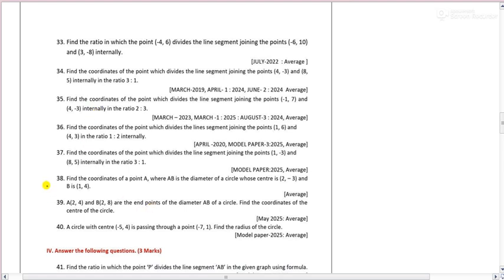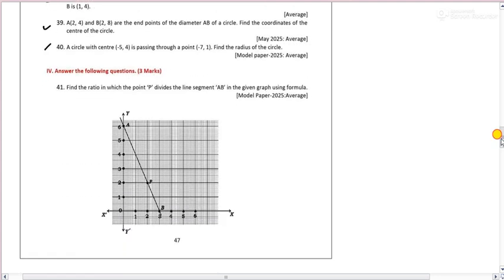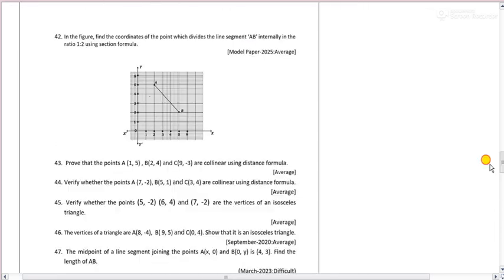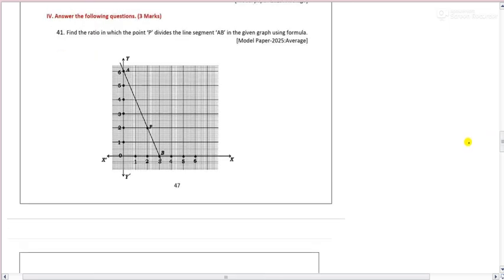31st, 2, 3, 4. Okay. 38 was also done. 39, 40, circle. 41. Okay. So let us start with 41. Have you solved this? Question number 41. No? Okay, fine. Then we'll start with this question only.